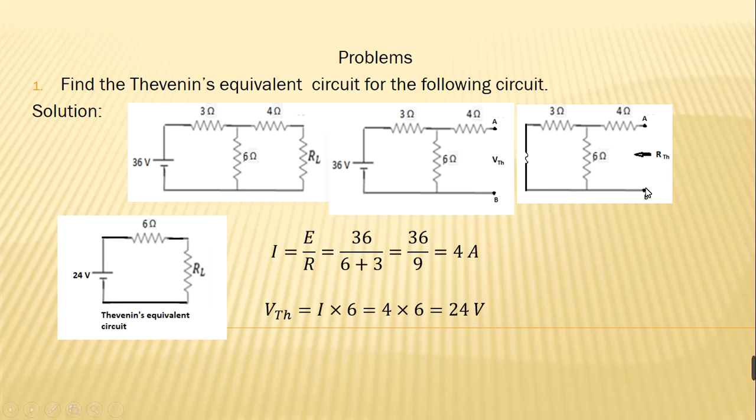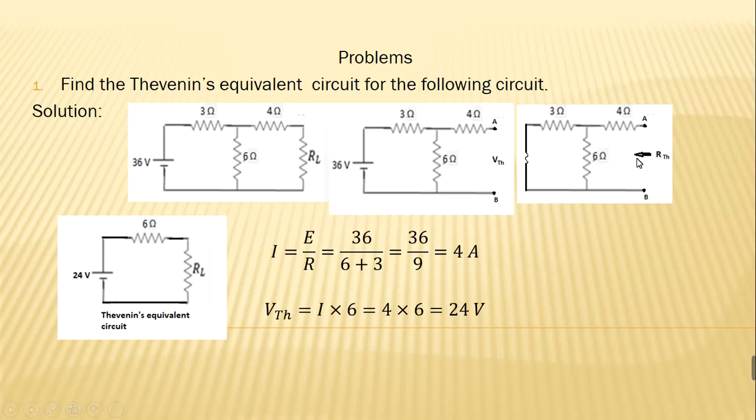Now we need to calculate the Thevenin resistance. To calculate Thevenin resistance, remove this voltage source and just replace it with its internal resistance. Now we have to look into the circuit from this point, that is across the terminals A and B, and calculate the Thevenin resistance. From this circuit, it is clear that this 4 ohm resistor is in series with the parallel combination of the 3 ohm resistor and the 6 ohm resistor. Is it clear?